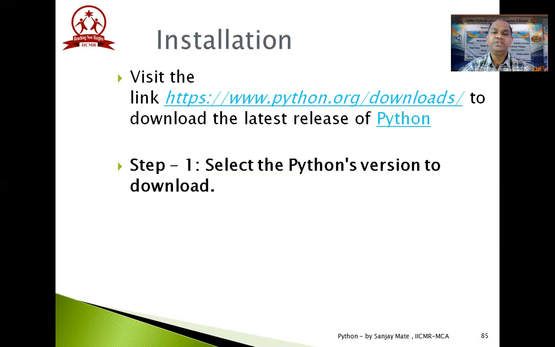First of all, we need to go to http://www.python.org. On that website, we will get the downloads, and under the downloads, we can get the Python exe. So first of all, we need to download that exe. I will show you that.